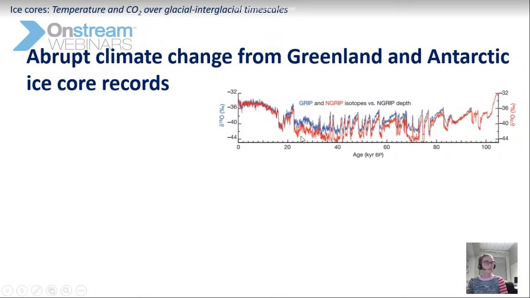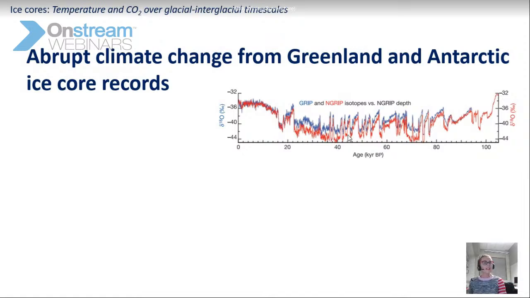And this looks very different to what we've seen from Antarctica. We see this rapid warming followed by a slower cooling. And there are many of these events during this glacial time period. These are known as DO, or Dansgaard-Oeschger events, and these are rapid, fast, and large changes in climate. They can occur over a decade.